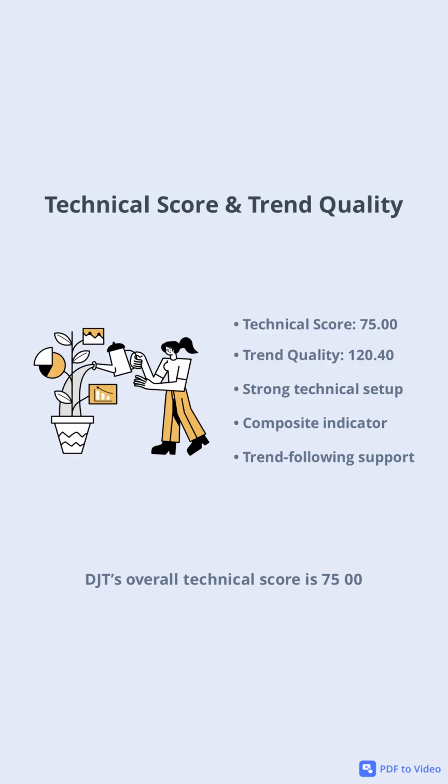DJT's overall technical score is 75, reflecting a strong technical setup. The Trend Quality Index is at 120.4, further supporting the idea that the current trend is robust and well-established. These composite scores aggregate multiple indicators to give a quick snapshot of the stock's technical health. High scores suggest favorable conditions for trend-following strategies.